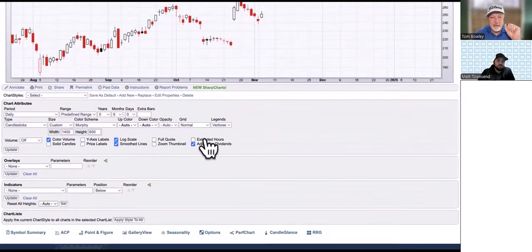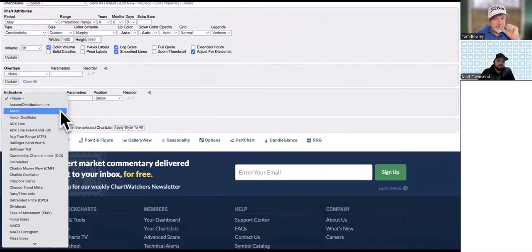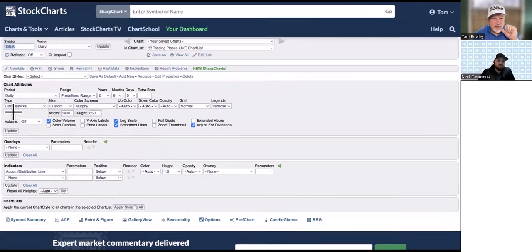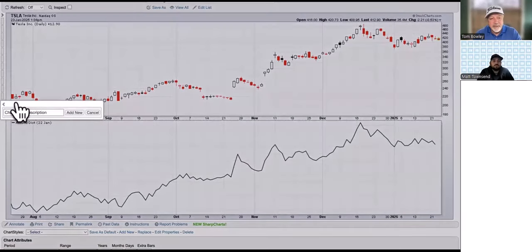And now when I look at this chart, the only thing I see, oh, I got to go back in and put my AD line in. Now I'm going to put the AD line in, height 1.0. And so now all I have is price action on Tesla and the AD line. Now, what you have to do from here is go in here and hit this plus button.